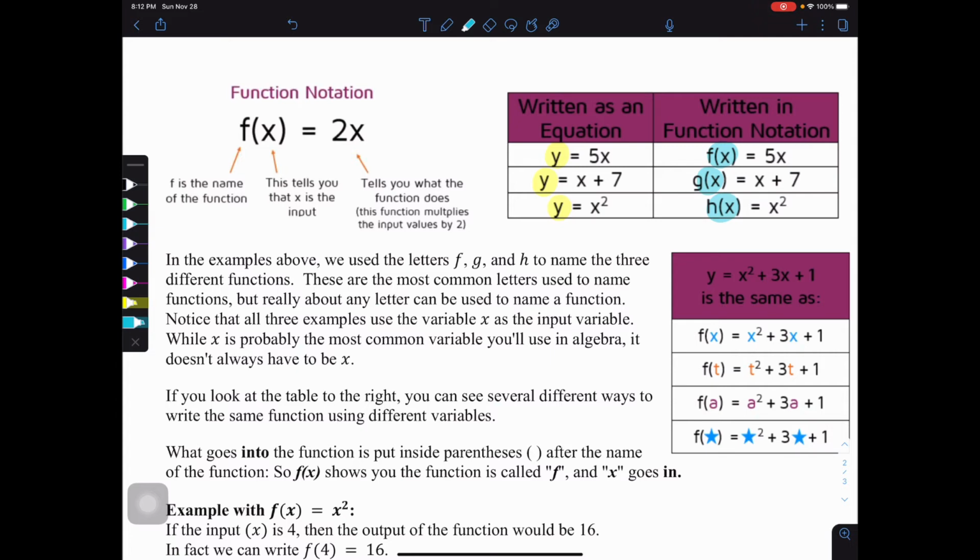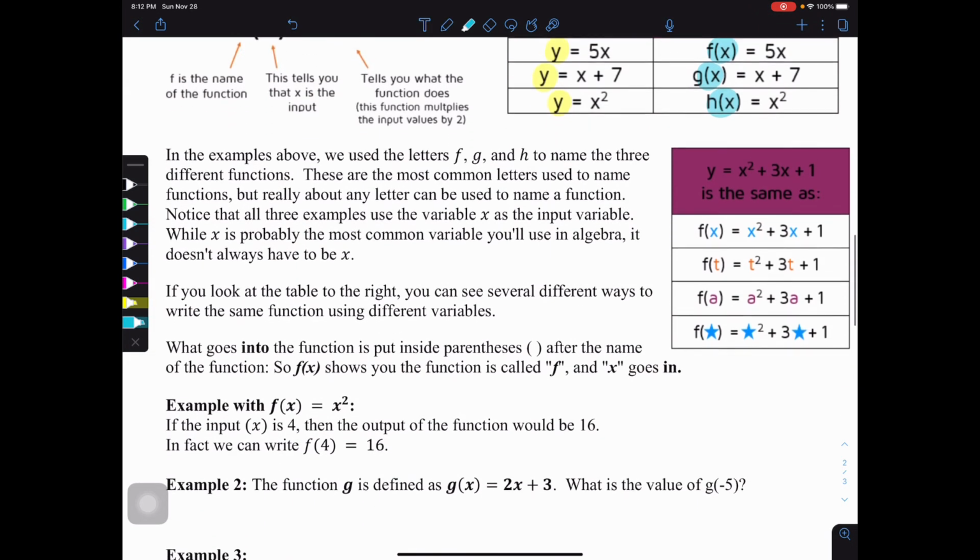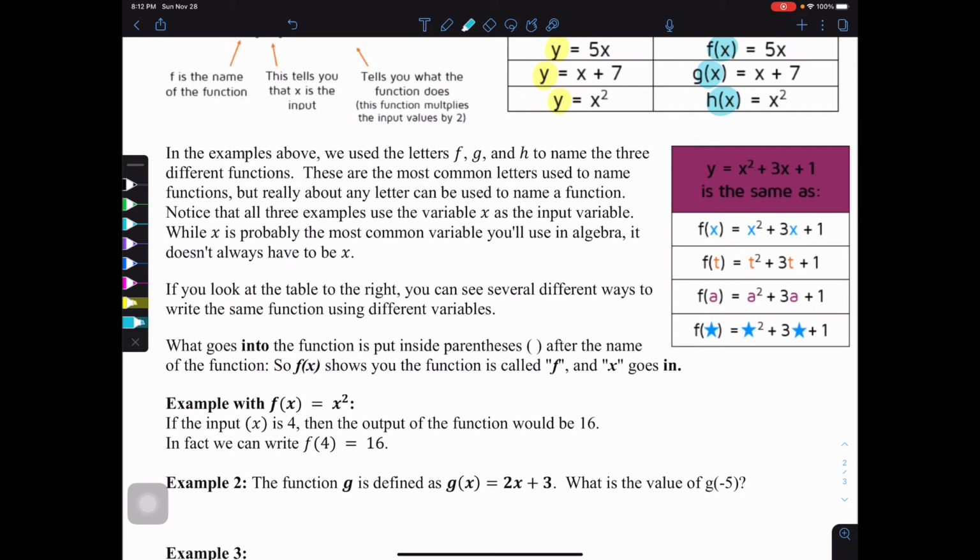So if you look at the table on the right, you can see several different ways to write the same function using different variables. So the most traditional, again, is going to be your first one, f of x, and you can see x has been replaced in all of it. Here, f of t, the t's have gone in x's spot. Here in a, the a has gone into all those spots. And I even showed you an example with another shape. Here's a star.